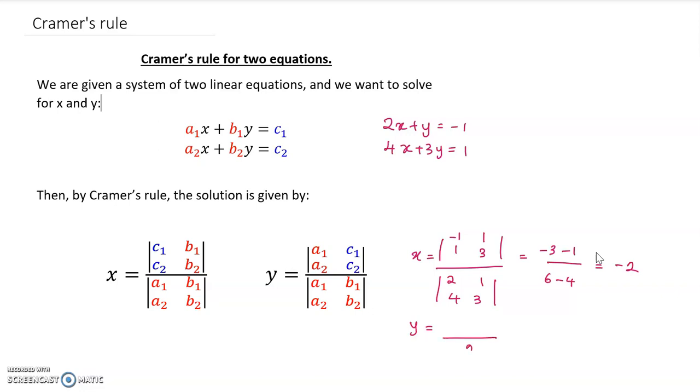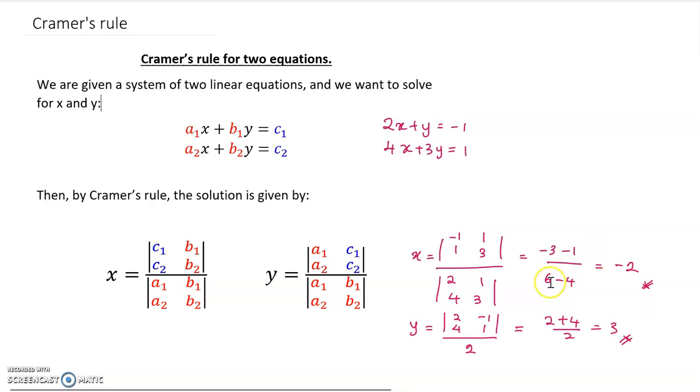For the y, the determinant should be the same, which is 2. So you just take care of the numerator. You put -1 and 1 now in the second column, which means the first column should be the coefficient of x, which is 2 and 4. So now you have 2 plus 4 over 2, which is now 3. This is how we use Cramer's rule to solve our system.